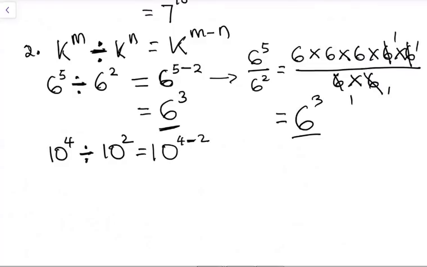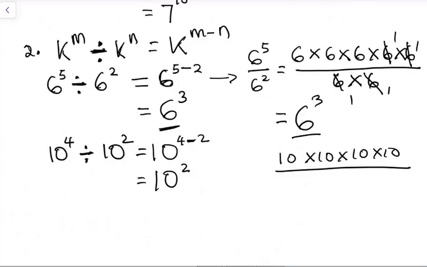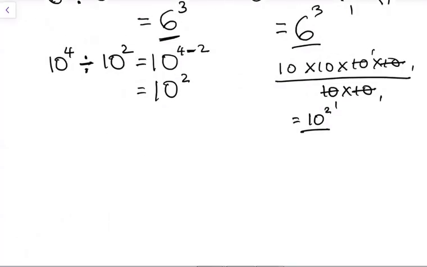Don't forget, when we multiply, we add. When we divide, we subtract. So this will give us 10 raised to power 2. We can check again. 10 times 10 times 10 over 10 times 10. By the time this cancels this out, how many 10 do we have left? 2. So you can see the similarity.